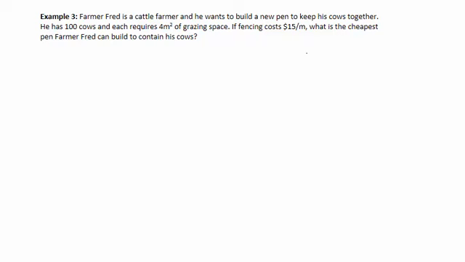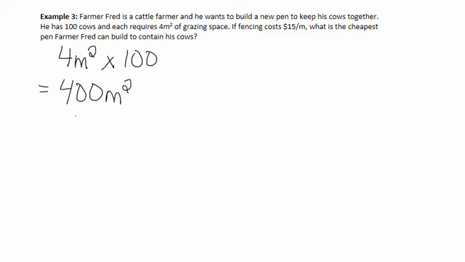So first let's figure out how much grazing space he needs for all his cows. He needs 4 meters squared for each cow. There's 100 cows, so multiply it by 100. So the total area of this grazing space that we're creating needs to be 400 meters squared.